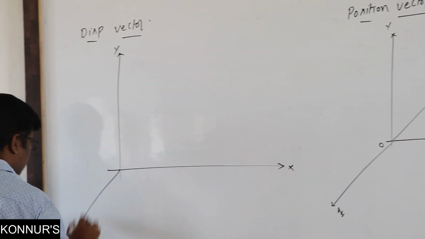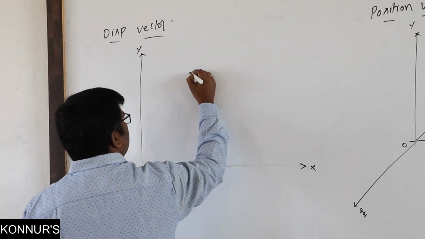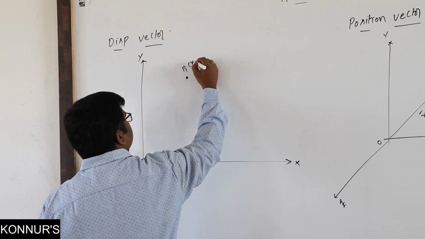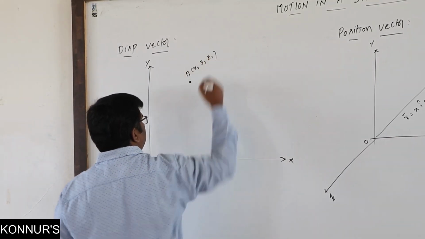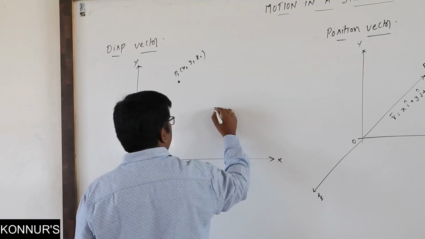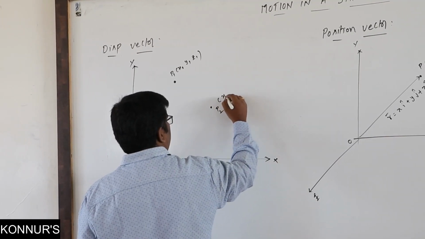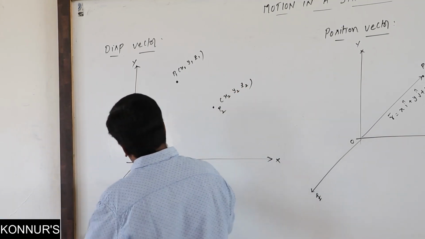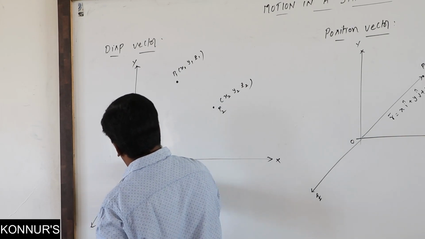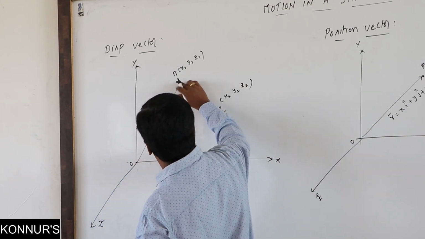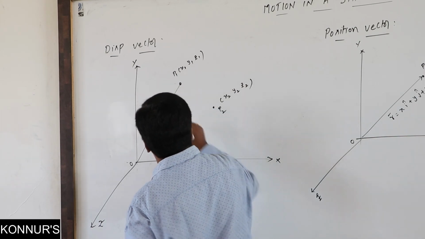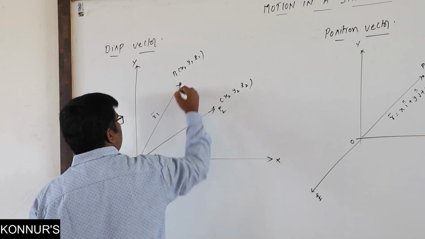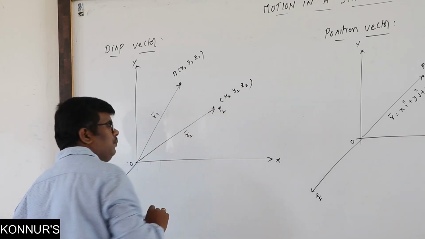So in this coordinate system, it is the point P1 whose coordinates are x1, y1, z1. Next, this is another point P2, whose coordinates are x2, y2 and z2. Then the line joining the origin to the point is called the position vector r1, and this is the line joining the point P2, another position vector r2 bar.